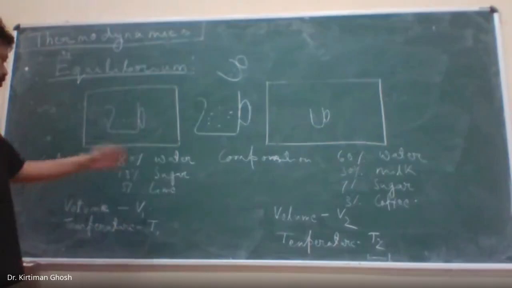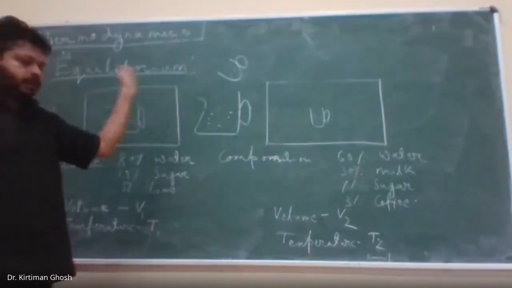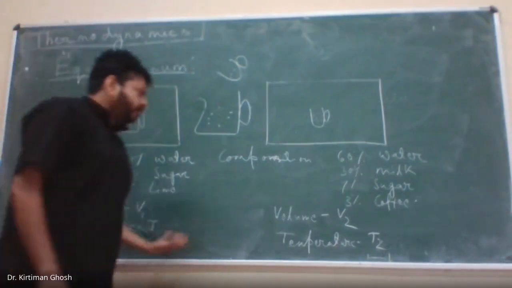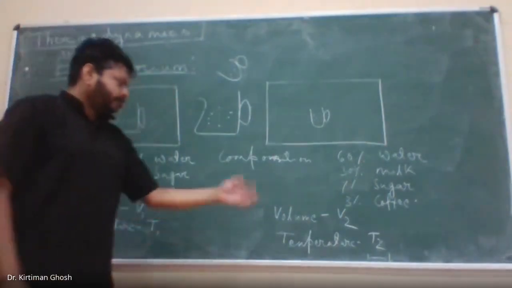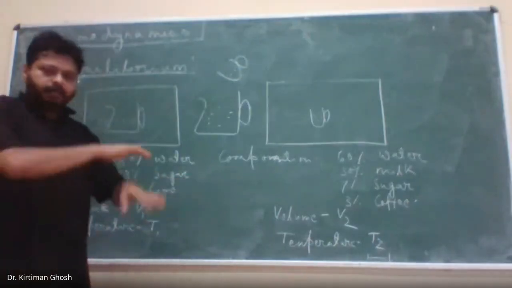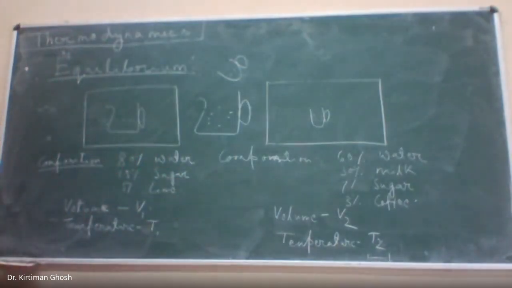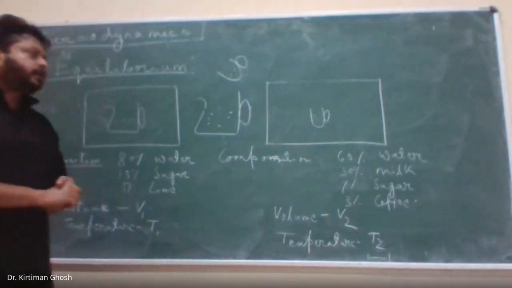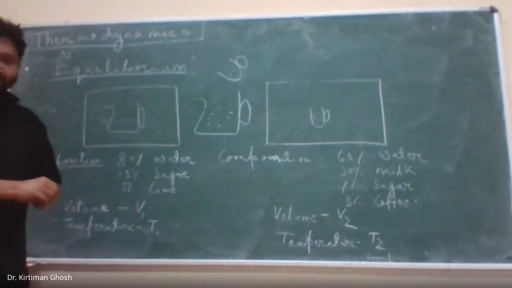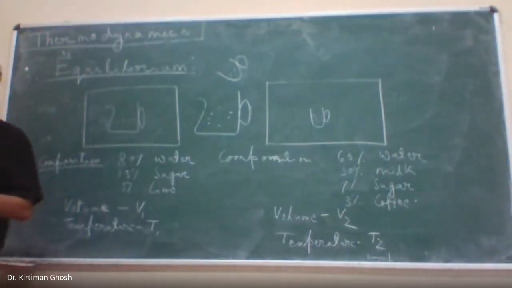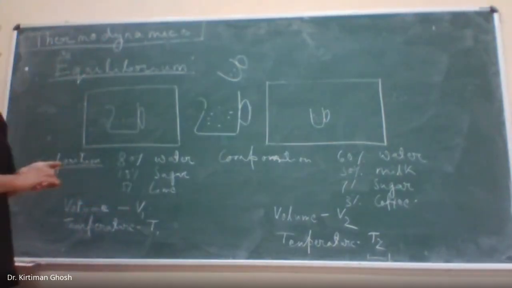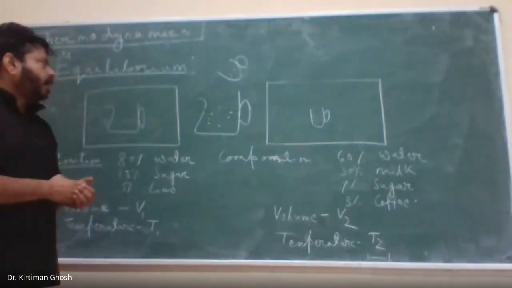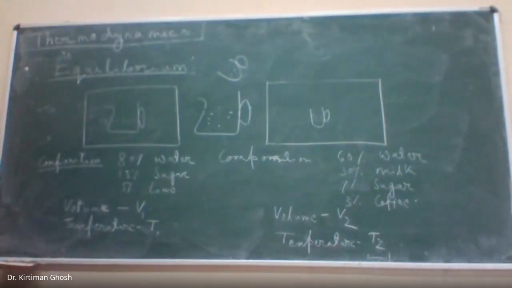It will have some water, some milk, sugar, lime, coffee, etc. Everything will be there, and there will be some uniform composition of this mixture. The volume will be V1 plus V2 surely, and there will be some temperature, which will not be T1, not be T2. In between T1 and T2, there will be some temperature. So we can determine these thermodynamic coordinates when the system is in equilibrium. For a system which is not in equilibrium, we cannot determine what are the thermodynamic properties, what are the macroscopic variables of that system.